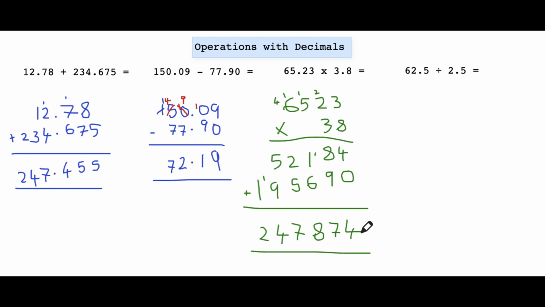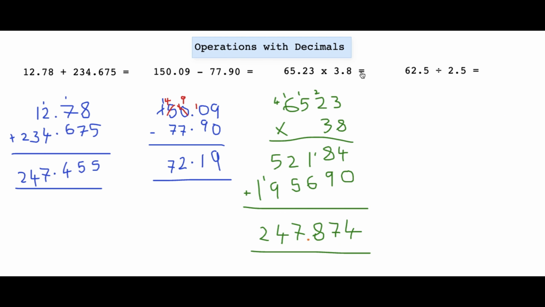So starting from the right, we're going to count. Let me take another color there. We're going to count 1, 2, 3. So now our decimal point goes there. So now our answer is 247.874. Alright, so just a recap.